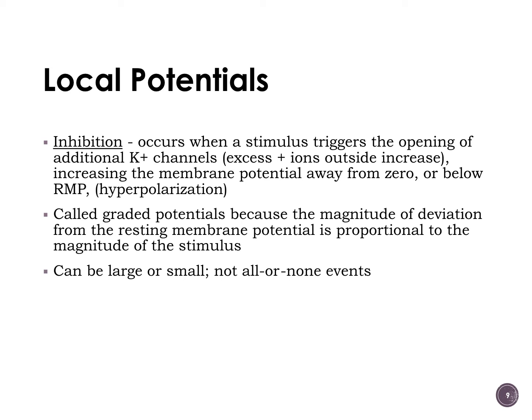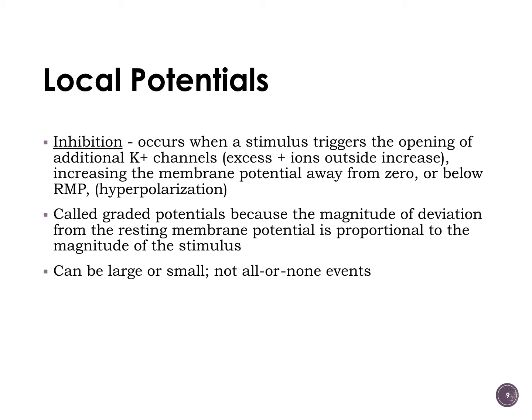This occurs when a stimulus triggers the opening of additional potassium channels. So this is going to do the opposite of when we open those sodium channels, meaning we're now getting an excess of positive ions on the outside of the nerve. This is going to increase the membrane potential away from zero or below the resting membrane potential. We call this hyperpolarization. So if we're talking about that resting membrane potential being at negative 70 millivolts, we're moving more towards negative 80, negative 90 millivolts, so further away from that depolarization mark that comes with moving more positively.